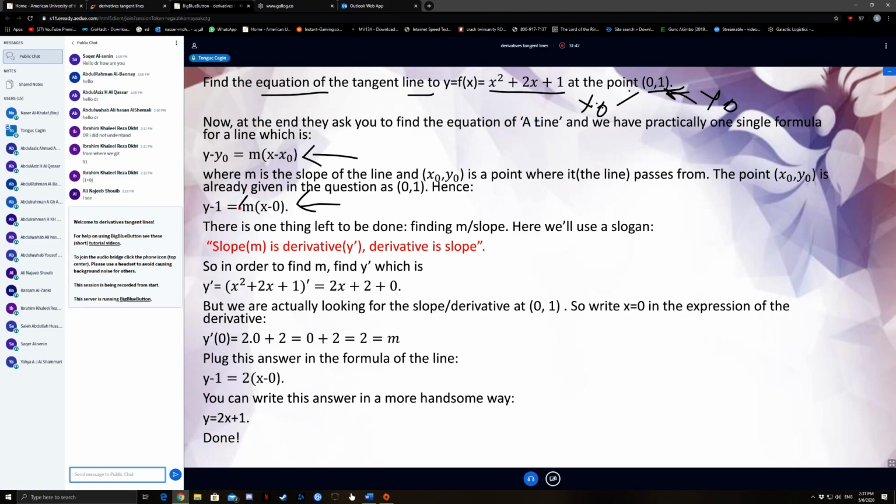You just don't know the slope. Otherwise, the rest is finished. We just need to find the slope of this tangent line. Well, there come the derivatives. Now, this is our slogan written in red: slope, or m, is derivative. And derivative is slope. Do you want to find the slope of the tangent line? Find the derivative. That's it.